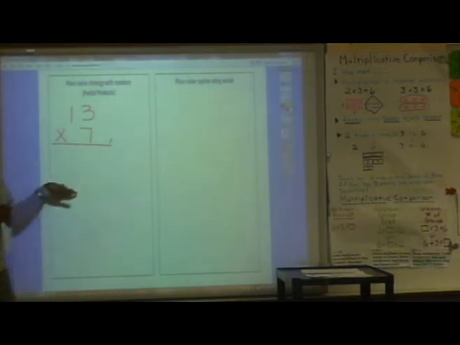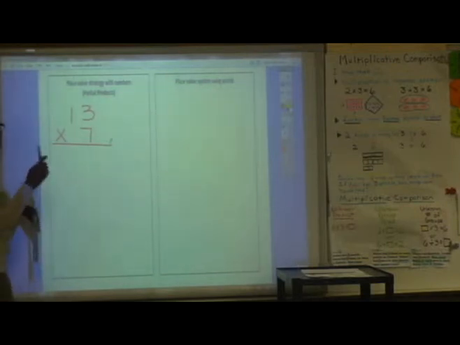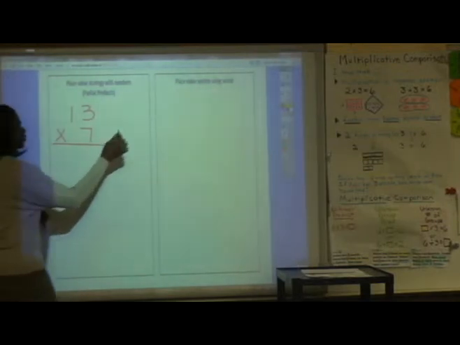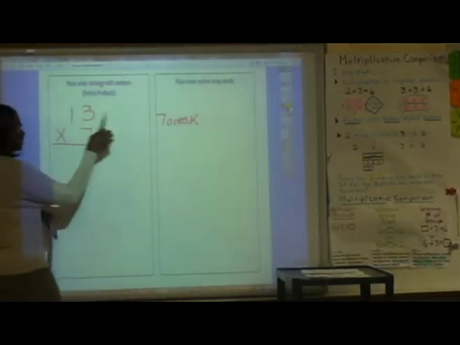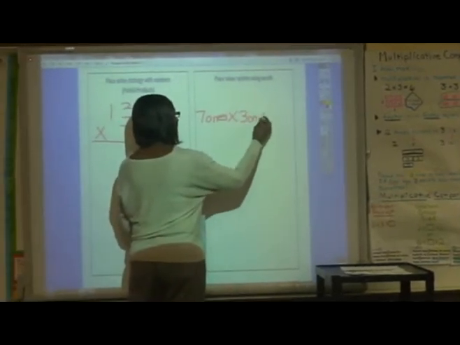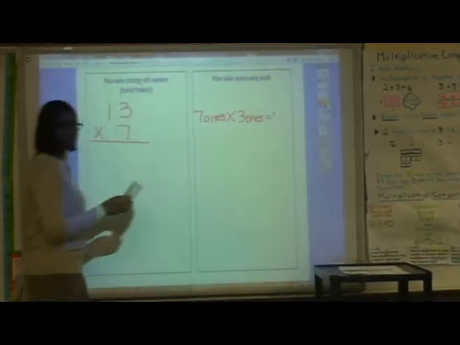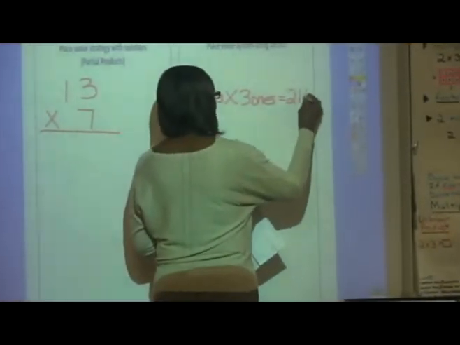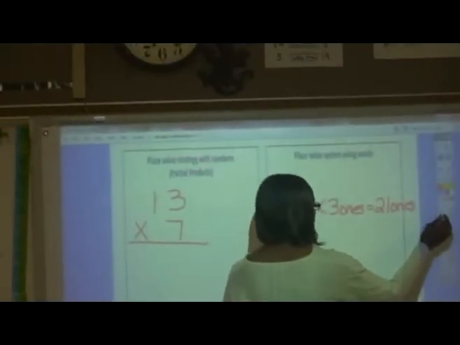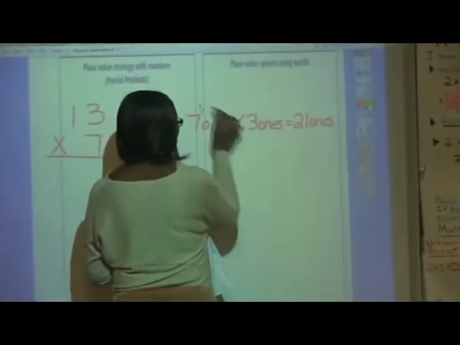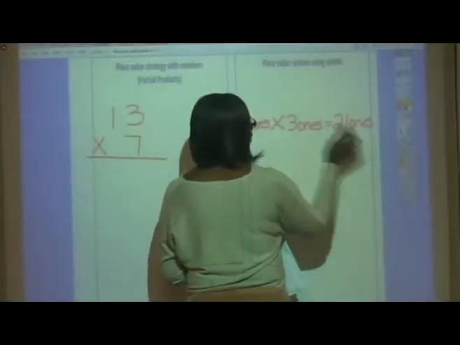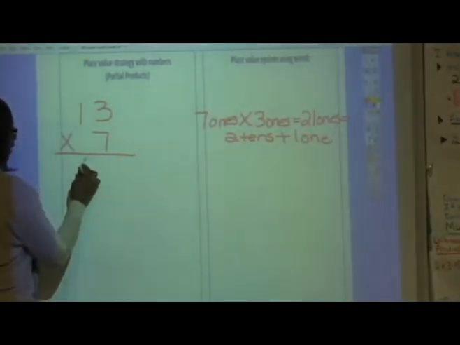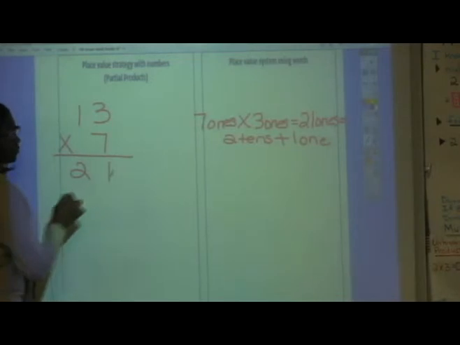These two columns work together. So whenever the kids are working this, they say 7 1s times 3 1s is equal to how many? 21 1s. I need to make this a little bit smaller so I can get there again. I'm sorry. Anyway, you write that, you write 2 10s and 1 1.